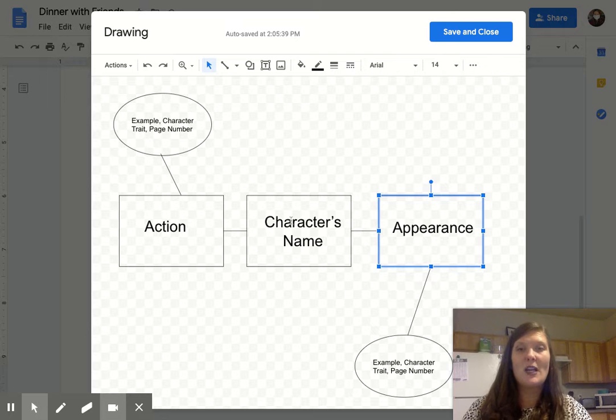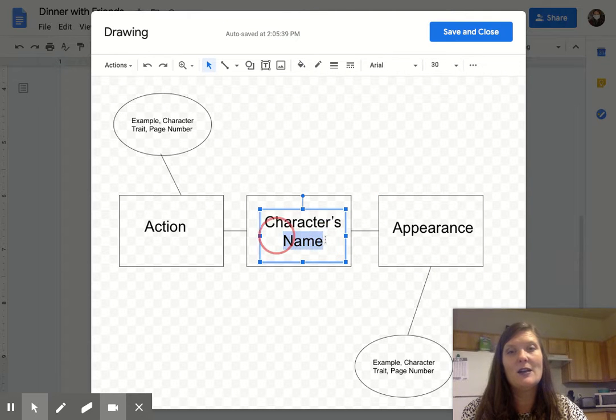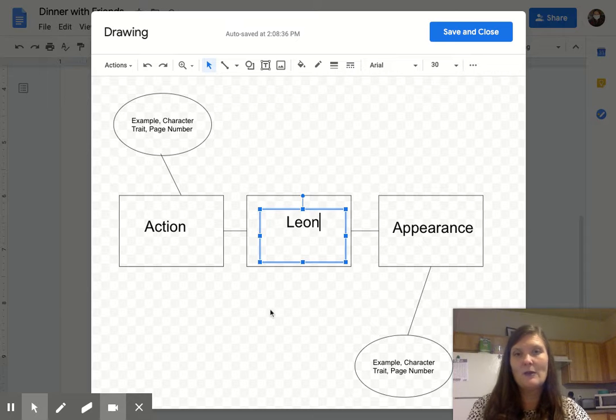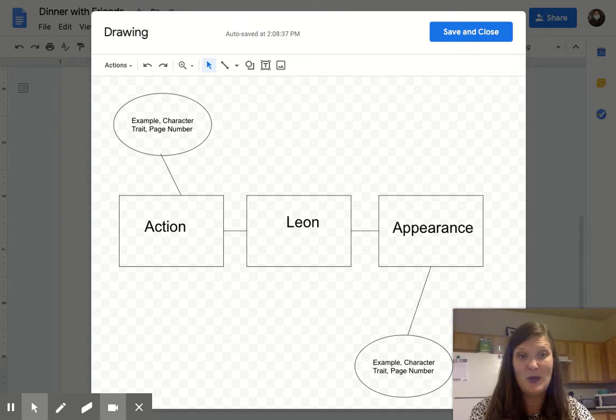Okay, so I'm going to go in this box right here. This big old fancy word for first grade says character's name. Okay, so the characters, that's just the people who are in the story. Okay, so I'm going to delete this right here, and I'm going to write Leon. If I were in a classroom, I'd be writing this on the board, but we're working on a computer, so I'm just writing it here.